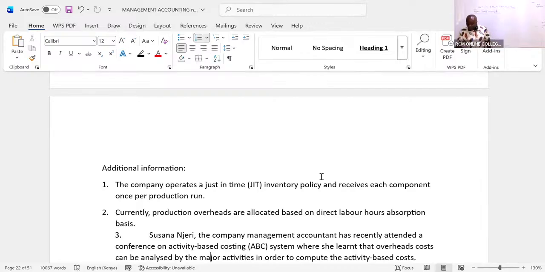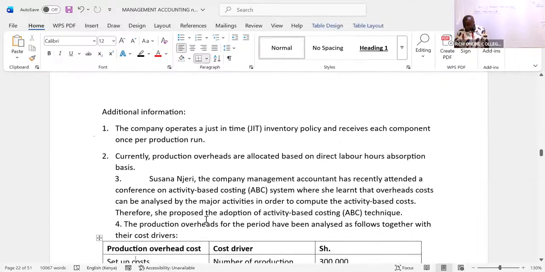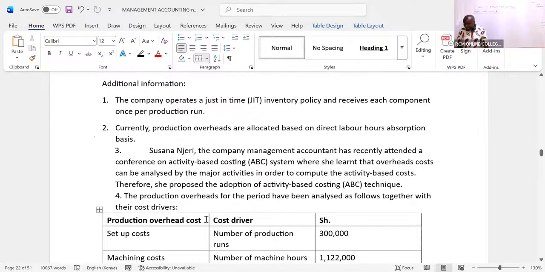Currently, production overheads are allocated based on direct labor hours absorption basis. Susanna Njeri, the company's management accountant, has recently attended a conference on activity-based costing system, where she learned that overhead costs can be analyzed by the major activities in order to compute activity-based costs. Therefore, she proposed the adoption of the ABC technique. Number 4, the production overheads for the period have been analyzed as follows, together with their cost drivers.